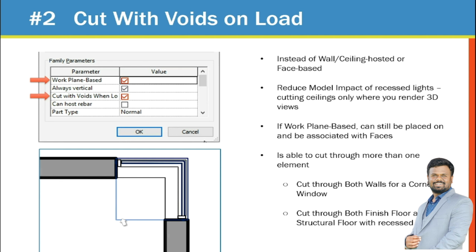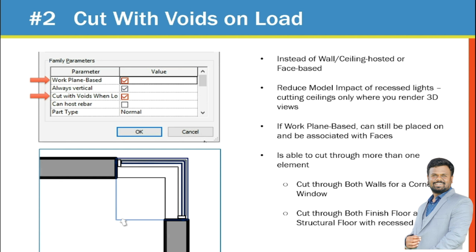Similarly, if you've got a finished floor and a structural floor below, if you have a floor-hosted floor box, it'll only cut through one of those 2 families. Now, if instead you make a regular generic family and you check the work plane based option and the cuts with void when loaded option from the family parameter option menu, you will be able to cut multiple system families, multiple host families with this family that you're creating.